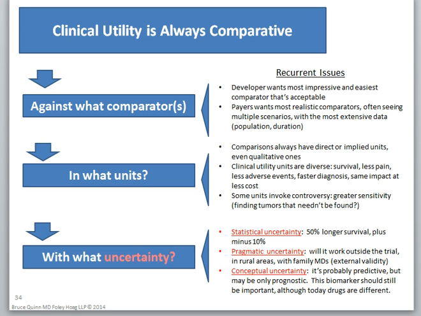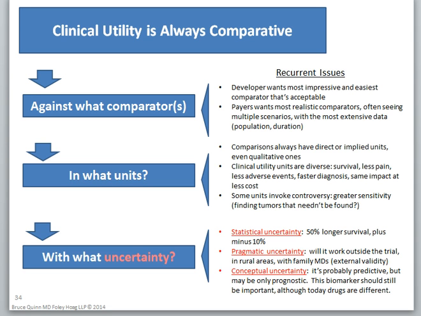Now, the clinical utility units can be very diverse, and you read this in Medicare's coverage decisions. They could be survival, less pain, less adverse events, faster diagnosis, or the same impact at less cost, or others. Some units will involve more controversy. For example, a test with much greater sensitivity, people will ask, are you finding tumors that needn't be found? And finally, another aspect where people often disagree and get bogged down in debate is how much uncertainty is there.